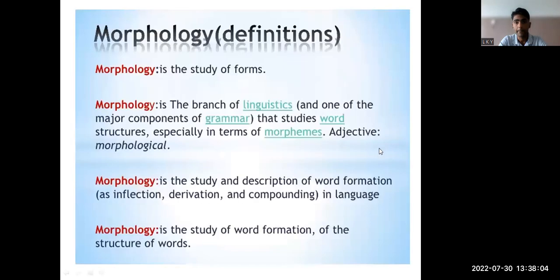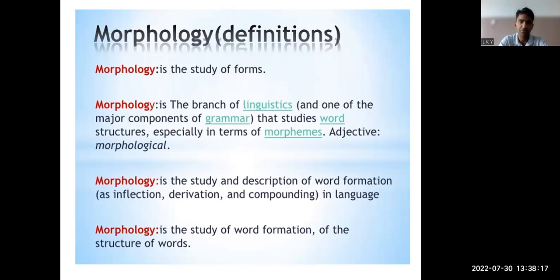First of all, let me tell you the structure of the word morphology. Morph plus ology. Morph means form of the words, and ology means study. Now the definition part. Morphology is the study of forms.